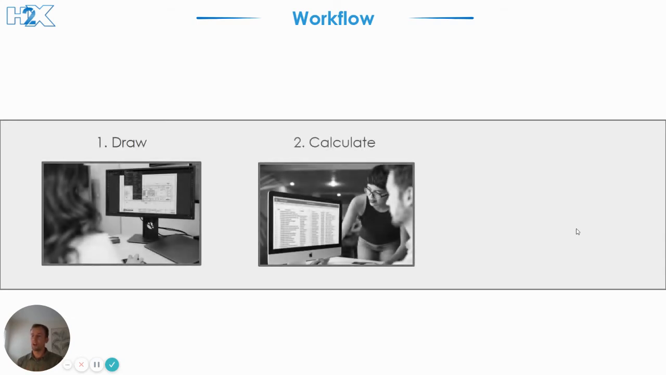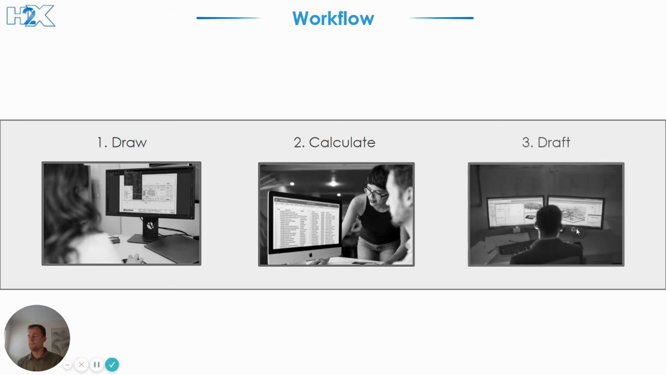So H2X is aimed at companies that follow the traditional workflow that we're seeing on the screen right now. Step number one is drawing out the layout of the system, usually in PDF using Bluebeam or something similar. Step number two is then doing all the calculations in spreadsheets. And then step number three is taking the layout that has been drawn with the results from the spreadsheets, and then a drafter replicates that information to create a Revit model. So if this is the workflow that you currently follow, you're definitely not alone.